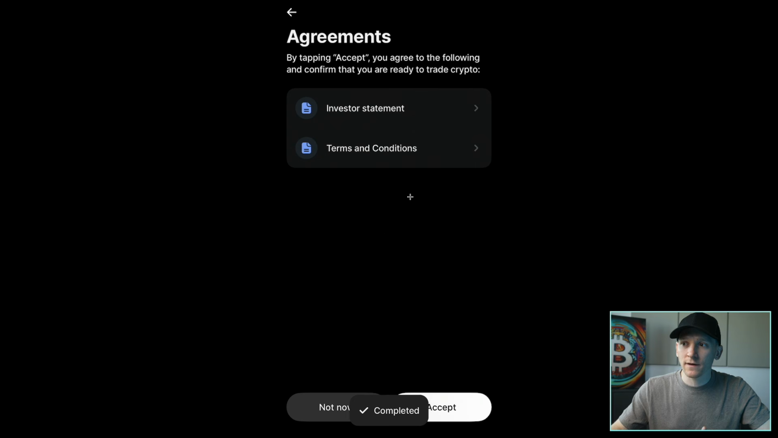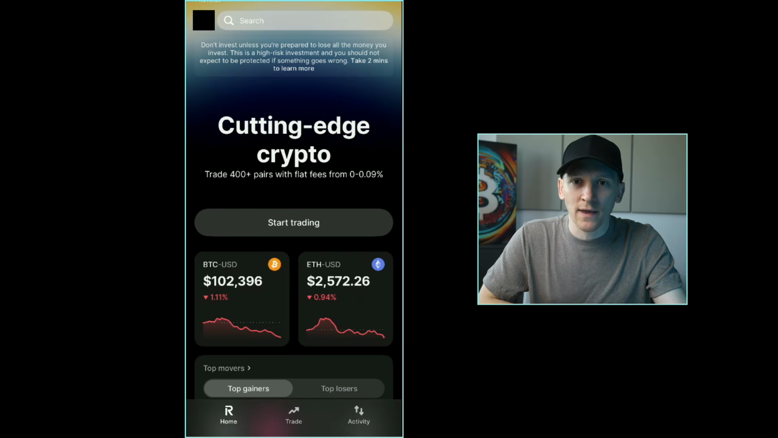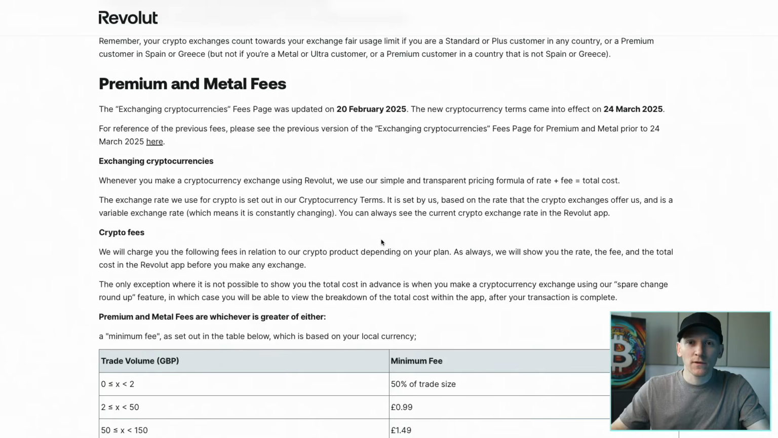You can see that's completed. You have to accept the terms and conditions. So accept that, and then that will let you into the app, and then you can go ahead and trade crypto. I'll quickly show you the difference in trading fees between the two apps as well.